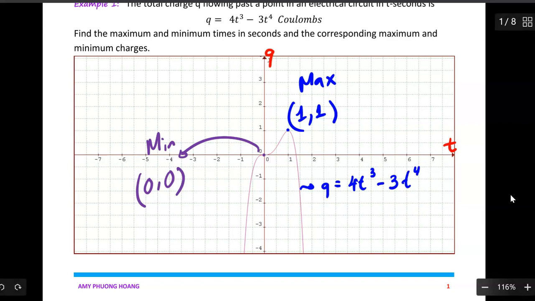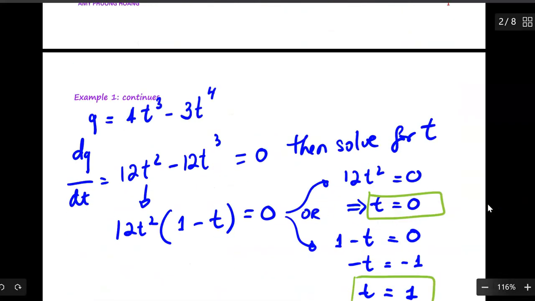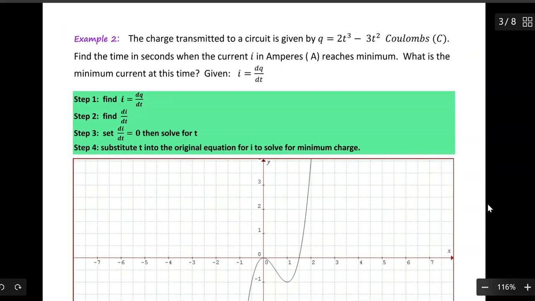Alright, so let's move on to the next example, which is more interesting. The next example has a charge equation, but this time I am asking you to find the time in seconds when the current in amperes reaches minimum.